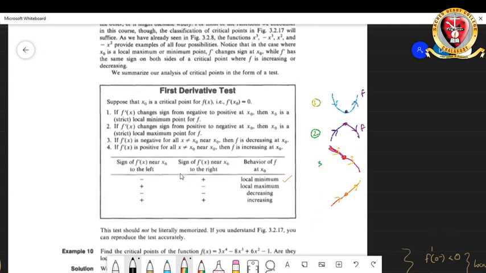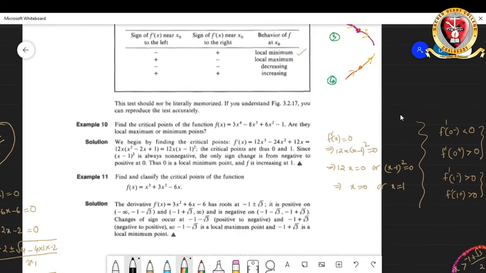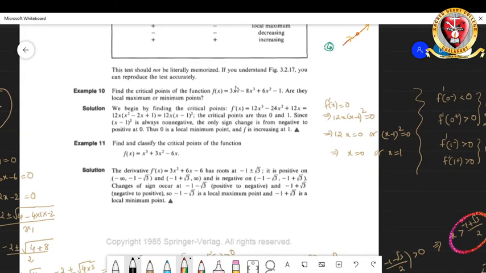So we are also given the first derivative test in the form of signs. If f dash of x changes from negative to positive, then it is a local minimum. Positive to negative, then it is a local maximum. Negative to negative, it is a decreasing function. Positive to positive, it is an increasing function. So that's how we end up with the first derivative test, and we are going to solve some examples related to it.